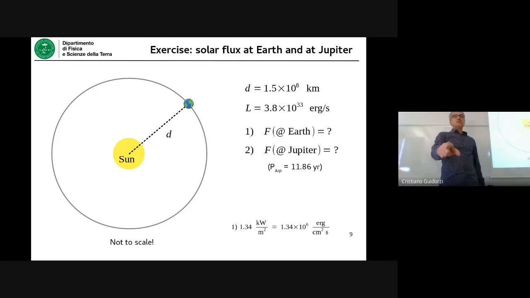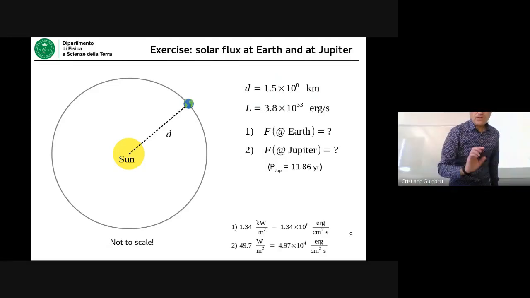The answer to question number 1 is this one, 1.34 kilowatt per square meter. This is also very important. It's also known as the solar constant, which in ergs per square centimeter per second is also that way. Second answer is almost 50 watt per square meter. So make sure you can calculate that. If you have a problem, you let me know. Okay.